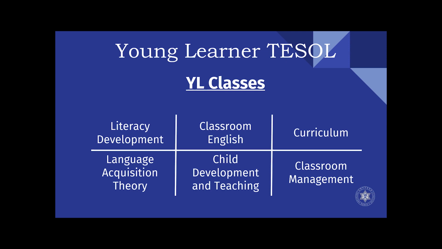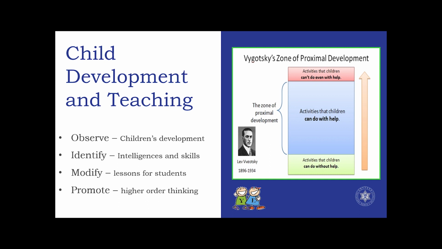Okay. There are 6 courses connected with the YL program: literacy, classroom English, curriculum, language acquisition theory, child development teaching, and classroom management. Child development in teaching, CDT, focuses on the different stages of student learning. Okay? If you've ever dealt with children, you know that they grow up. And young learners who are maybe in the preschool stage, they learn differently from students at the 4th grade level. They're at different learning stages, and these different stages will require different methods of teaching. So understanding where our students are at mentally and physically and emotionally can help us better teach them and meet their specific needs. That's what this class focuses on.